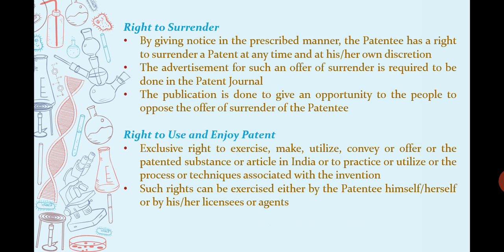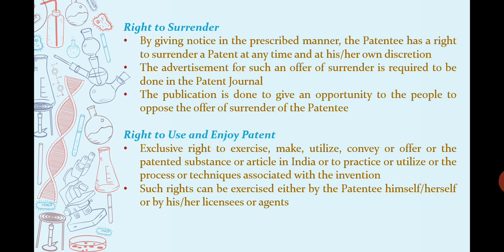The next right of the patent holder is the right to surrender. The word surrender means to give back. The controller grants the patent for a period of 20 years. However, under certain circumstances, the patent holder may want to surrender his rights to the patent, in which case a notice must be given to the controller in a prescribed manner. Likewise, the advertisement of such a surrender notice will be published in the patent journal.